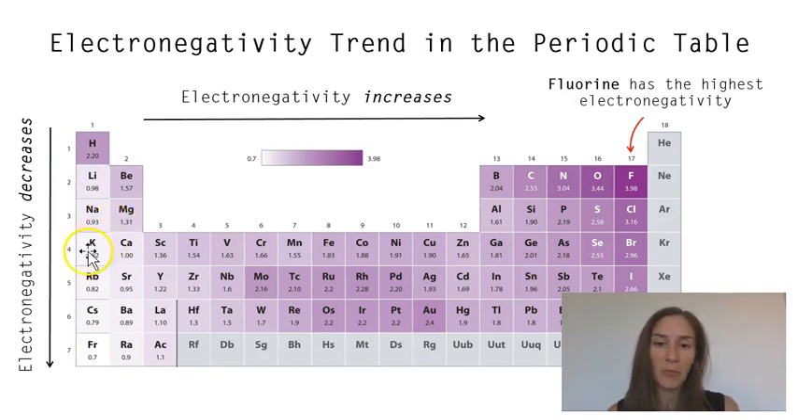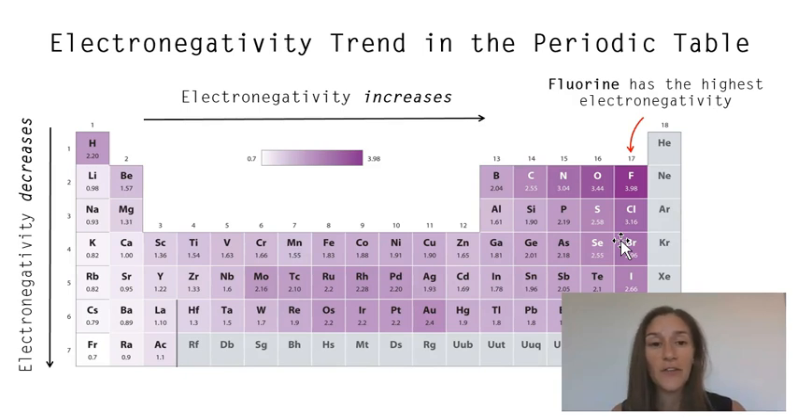As you progress from left to right across a periodic table, the electronegativity value increases. This is because the atomic number increases, so there are more protons in the nucleus and more electrons around the nucleus. Therefore, the electrostatic attraction between the positive nucleus and the negative bonding electrons is greater.